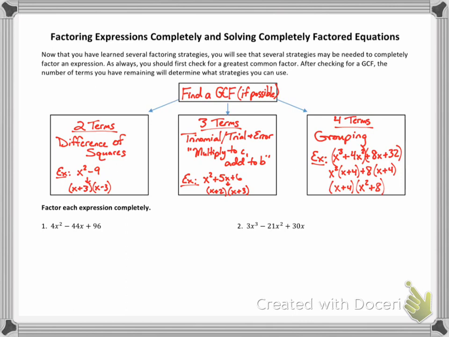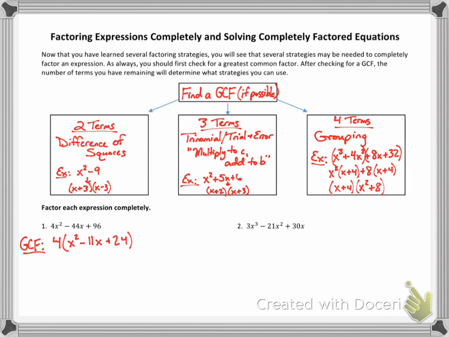In number 1, the greatest thing I can take out of all 3 terms is a 4. So the first thing I can do here, and I'm going to label what strategy I use as I go through, is I can take out a GCF. So I can take out a 4, divide that away from the 3 terms. I'd have x squared minus 11x plus 24.